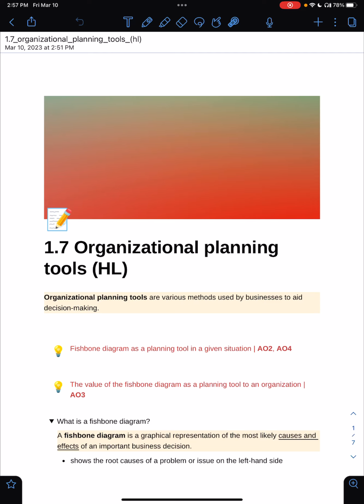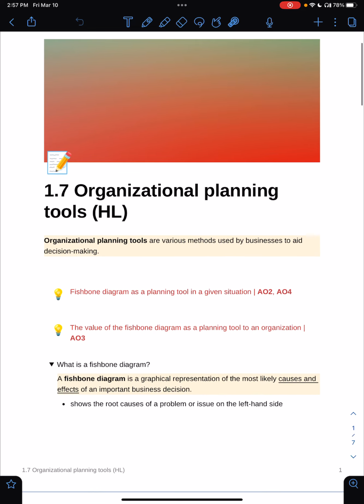Today we'll be going over Chapter 1.7, Organizational Planning Tools. Organizational planning tools are various methods used by businesses to aid decision making, and the primary ones we'll be focusing on include the fishbone diagram, the decision tree, the force field analysis, and lastly, the Gantt chart.